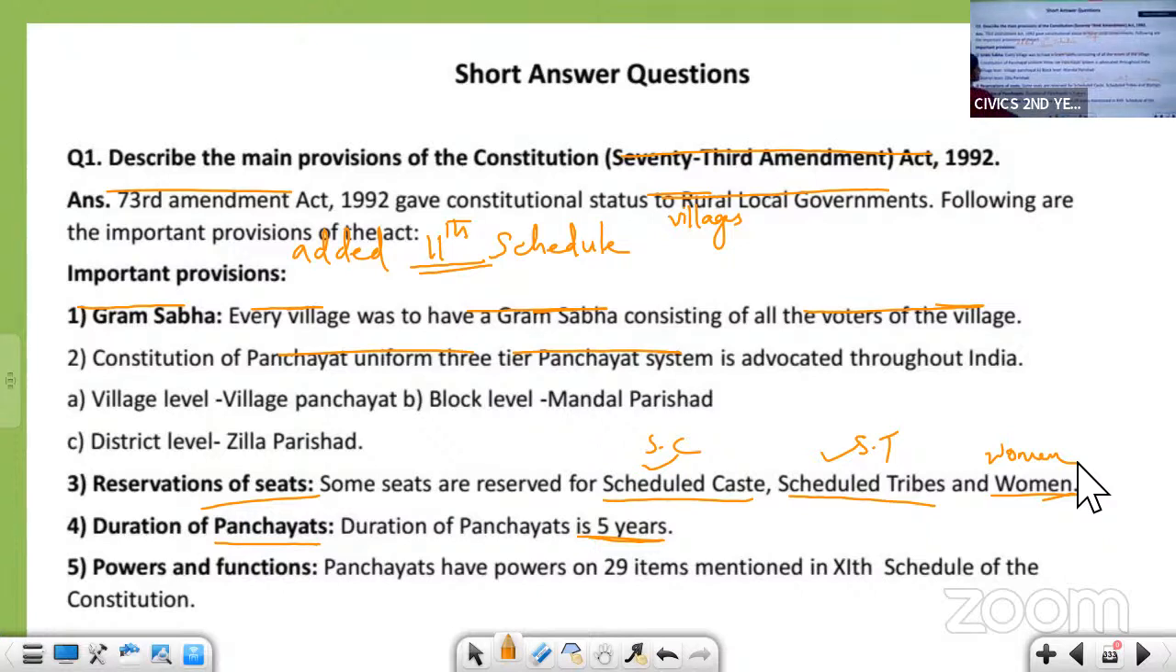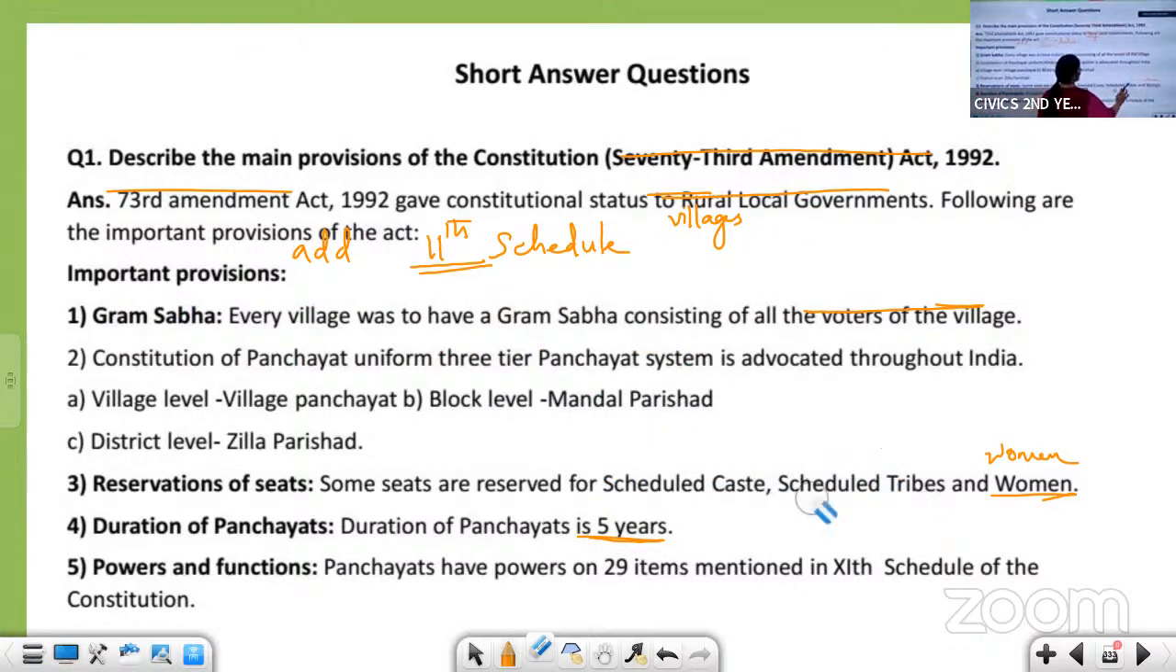The first point says that there shall be a Gram Sabha for every village. So what is Gram Sabha? Gram Sabha consists of all the registered voters of the village.